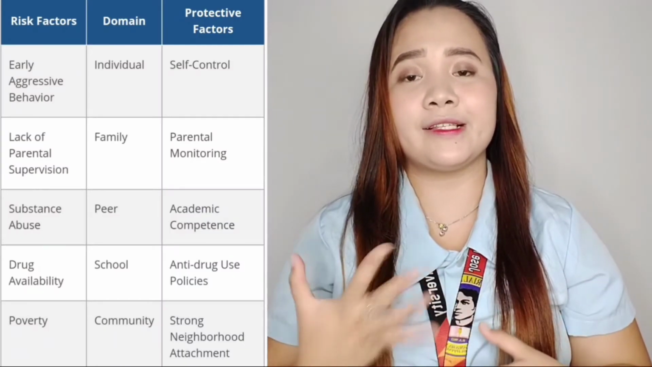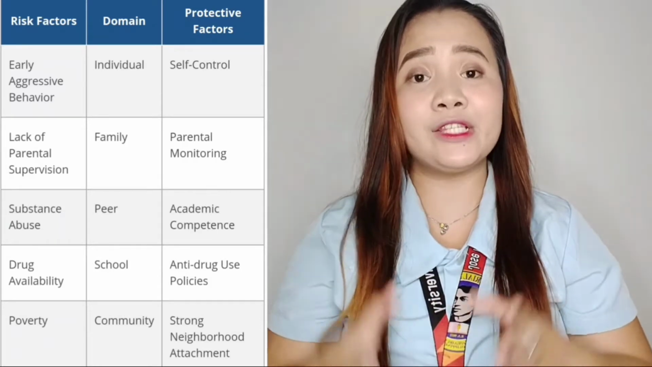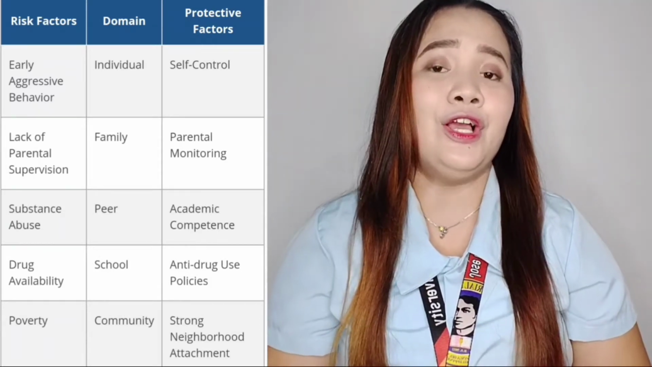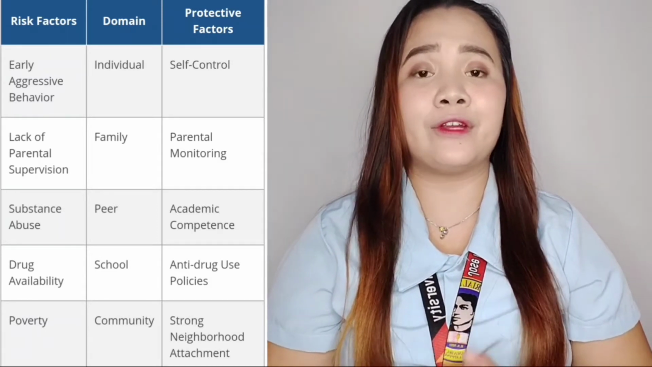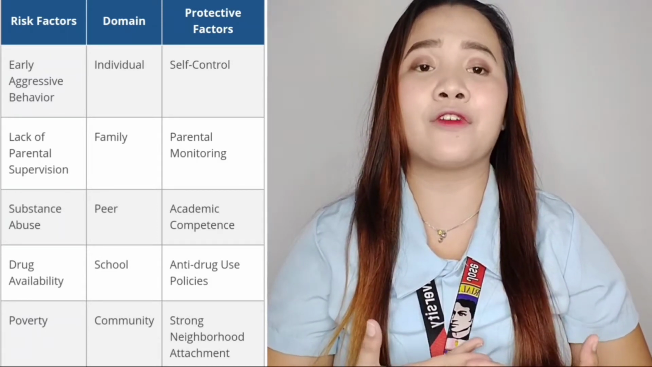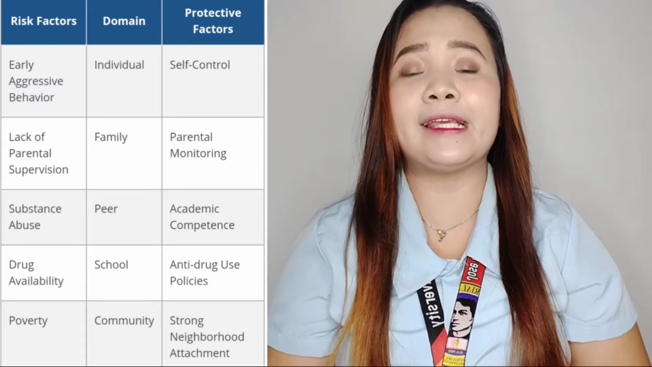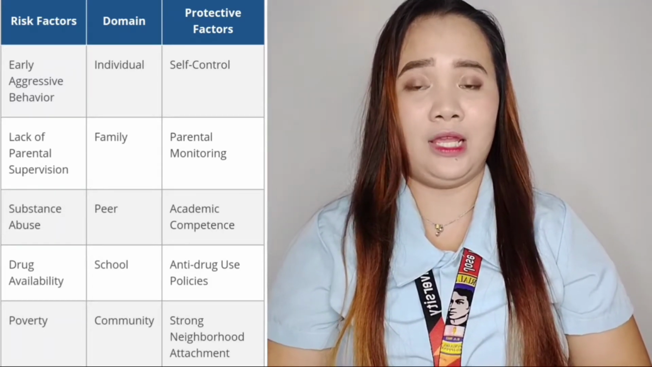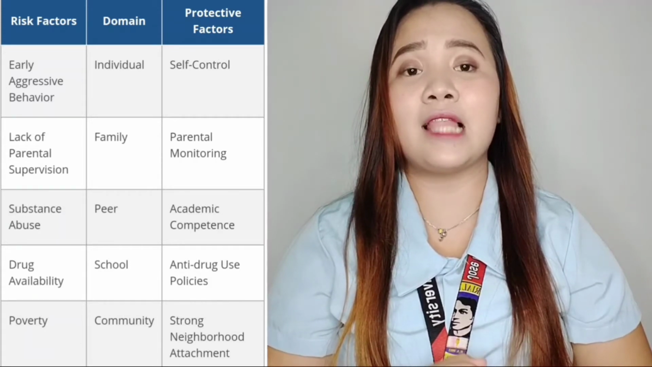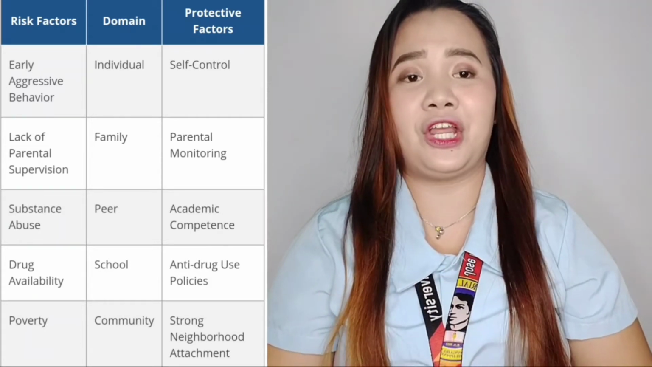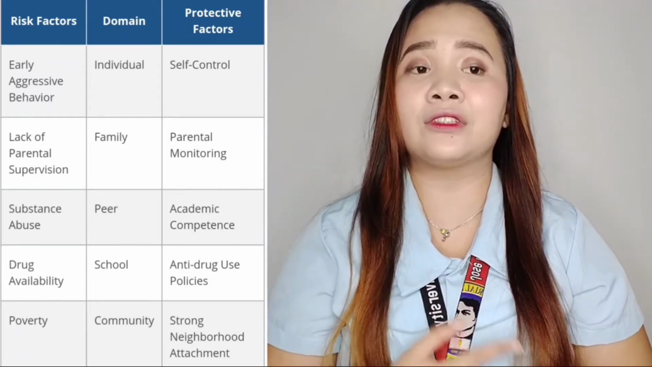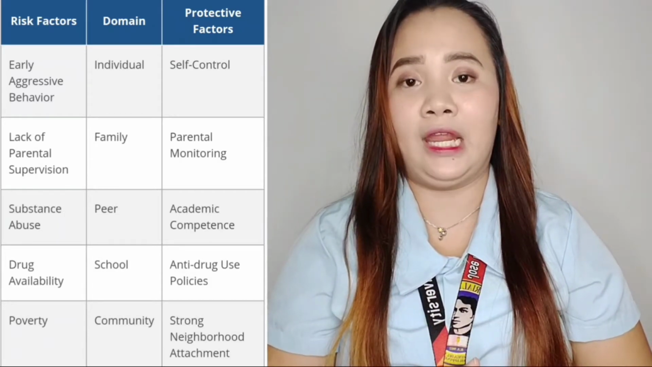So these are examples of risk factors, then the domain and the protective factors. The first example of a risk factor is early aggressive behavior. The domain is individual and the protective factor is self-control. The next example is lack of parental supervision. The domain is family and the protective factor is parental monitoring.